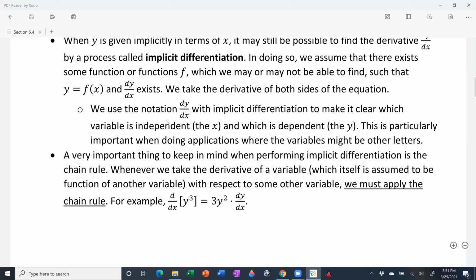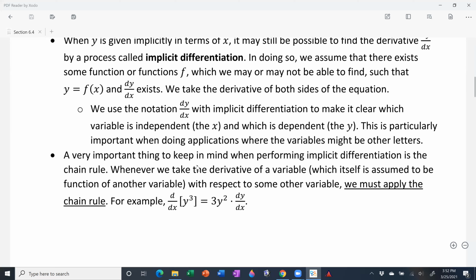Keep in mind that we're going to use the notation dy dx with implicit differentiation to make it clear which variable is independent. In this case, x is the independent variable, and this indicates that the dependent variable is y. This is particularly important once we start doing applications in the next section, where the variables might be other letters. We might be doing all kinds of different shapes, and so you might not just have x and y involved.